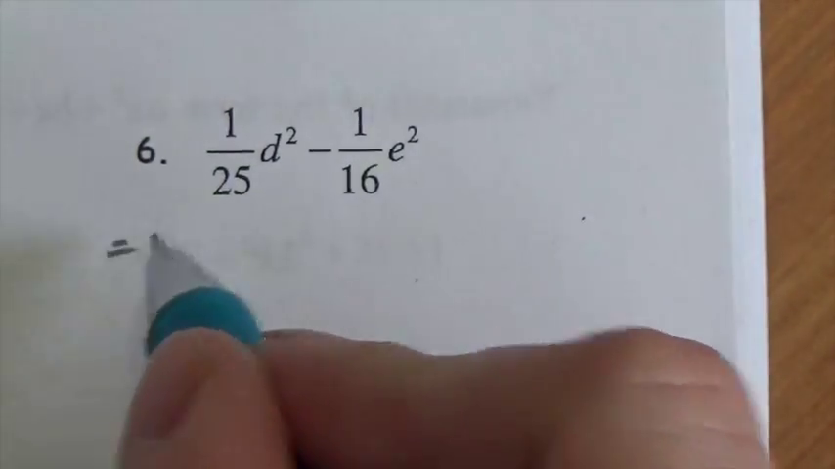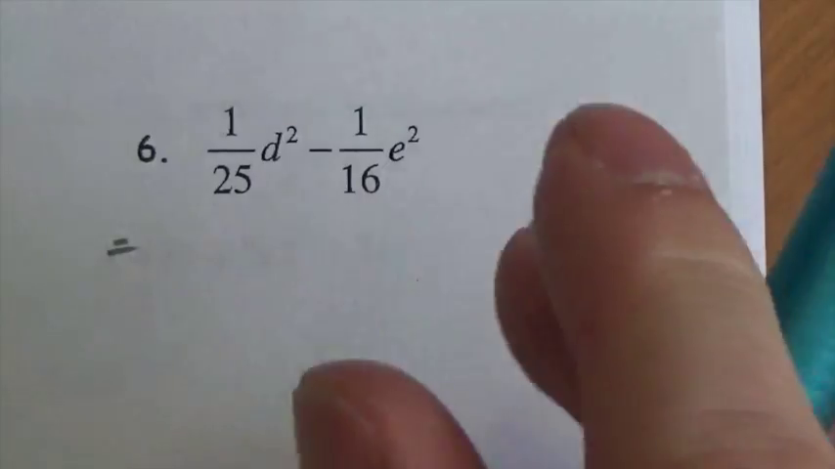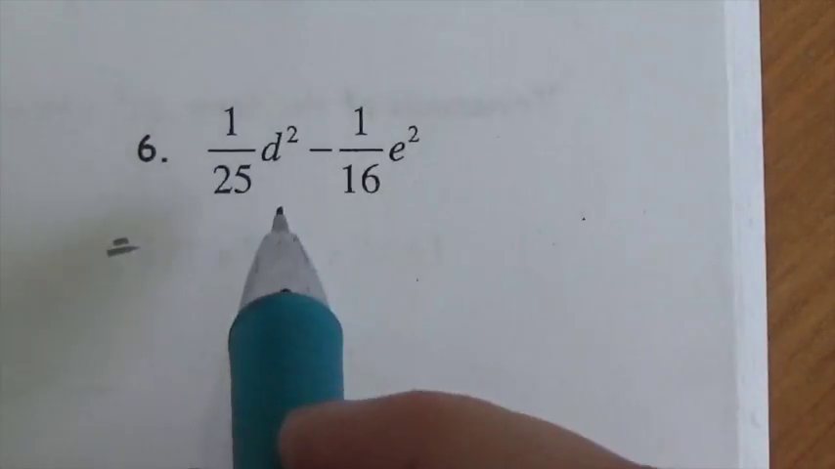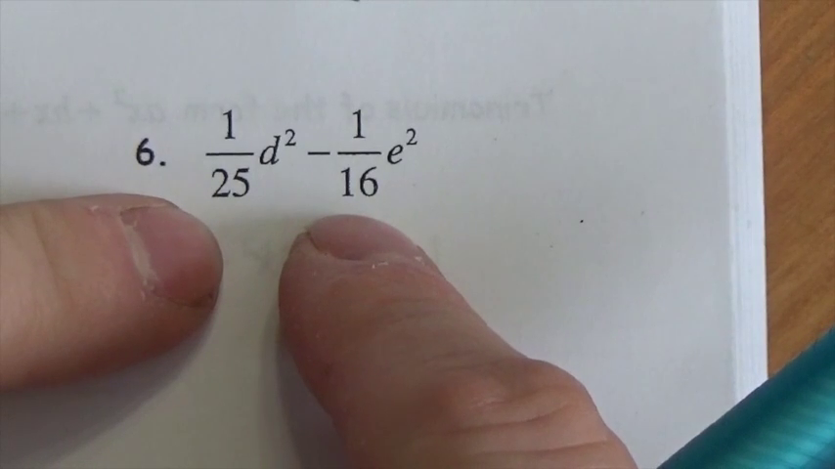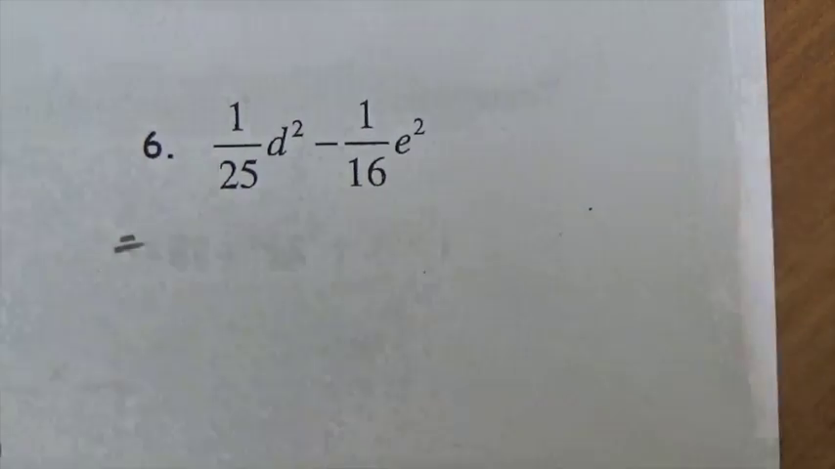Okay, so here we go. We have two terms here, and we've got denominators. Let's face it, those aren't cool here. One of the things we're going to want to do to start off is get rid of those things.